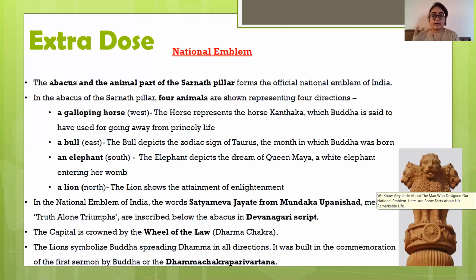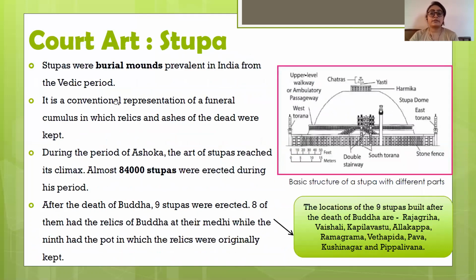Okay. So why was this built? The 4 lions were built in commemoration of the first sermon given by Buddha. Now, the first sermon is also called Dhamma Chakra Parivartana. Okay, the first sermon of Buddha is also called Dhamma Chakra Parivartana. So it is built to commemorate Dhamma Chakra Parivartana. Clear? Now, after that extra dose, let's come to the third type of court art, that is the stupa.